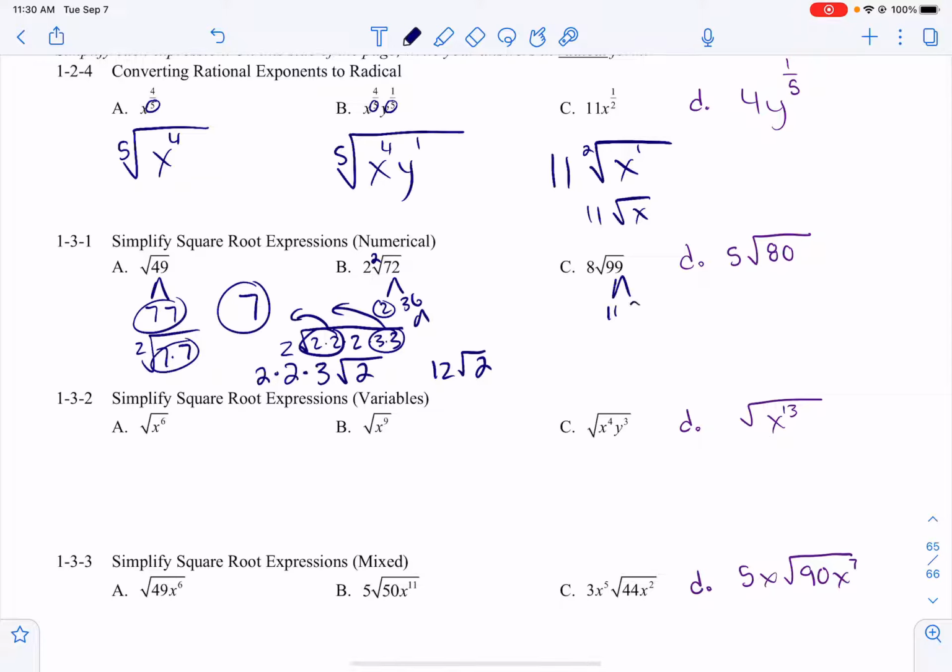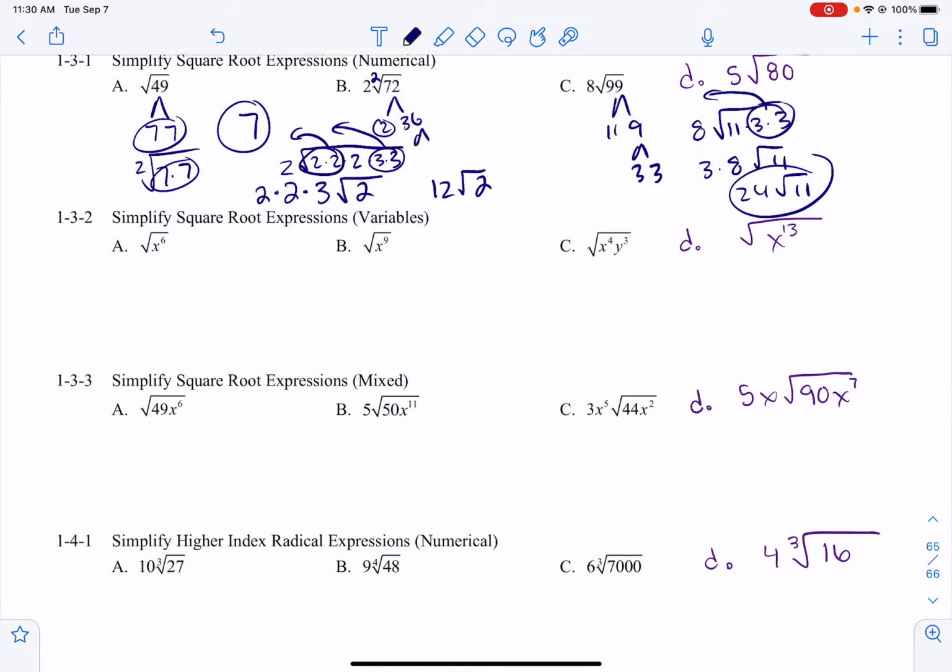Okay, 8 root 99. 99 is just 11 times 9. 9 is 3 times 3. So when I rewrite this one, I get 8 root 11 times 3 times 3. And I'm looking for groups of 2 again. So that 3 pulls out, and I get 3 times 8 root 11, which is 24 root 11, would be my final answer.